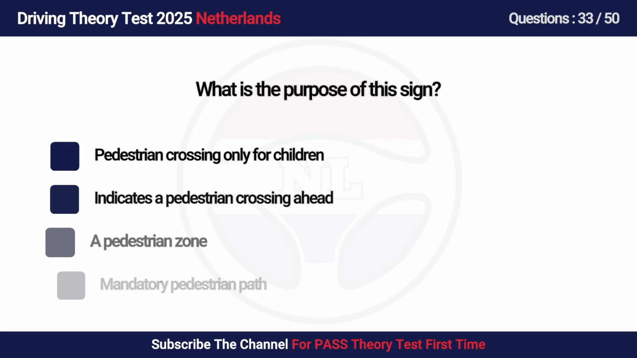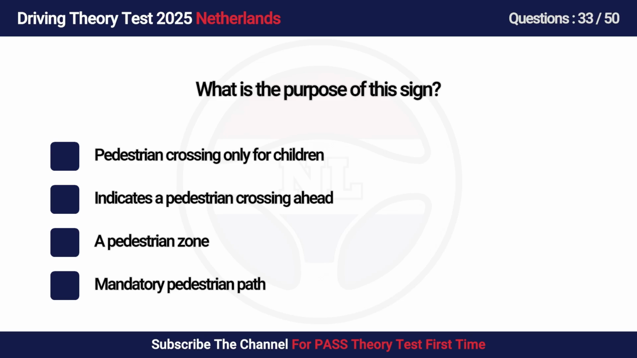Question 33. What is the purpose of this sign? A. Pedestrian crossing only for children. B. A pedestrian crossing ahead. C. A pedestrian zone. D. Mandatory pedestrian path.